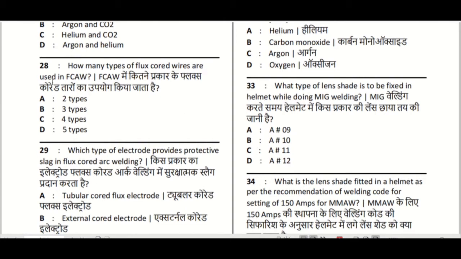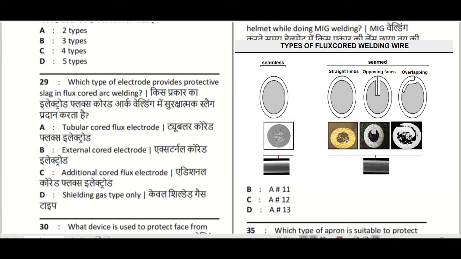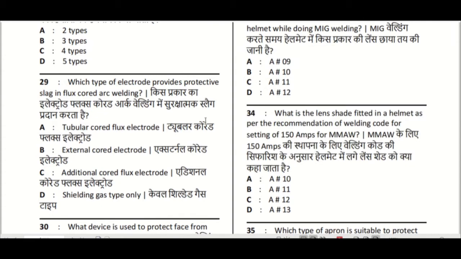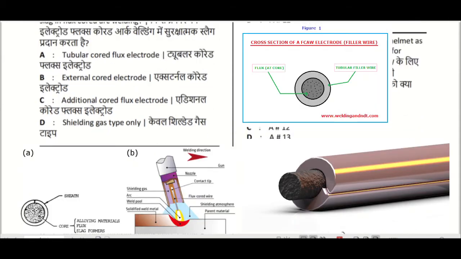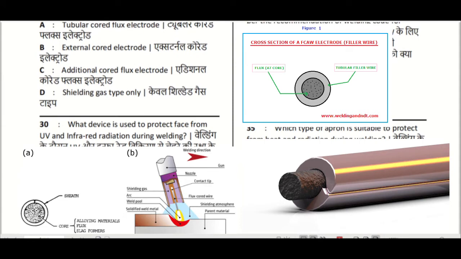How many types of flux cored wire are used in flux cored arc welding? Two types. Which type of electrode provides a protective slag in flux cored arc welding? Tubular flux cored electrode.